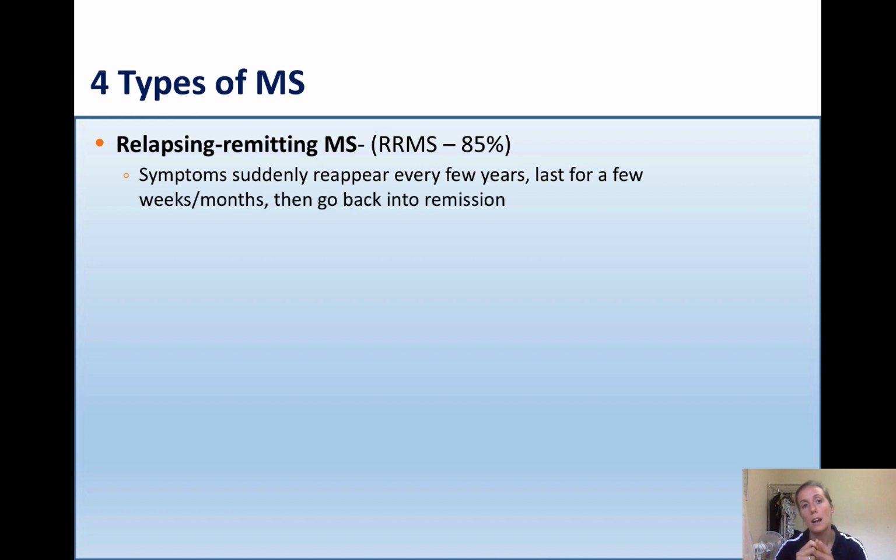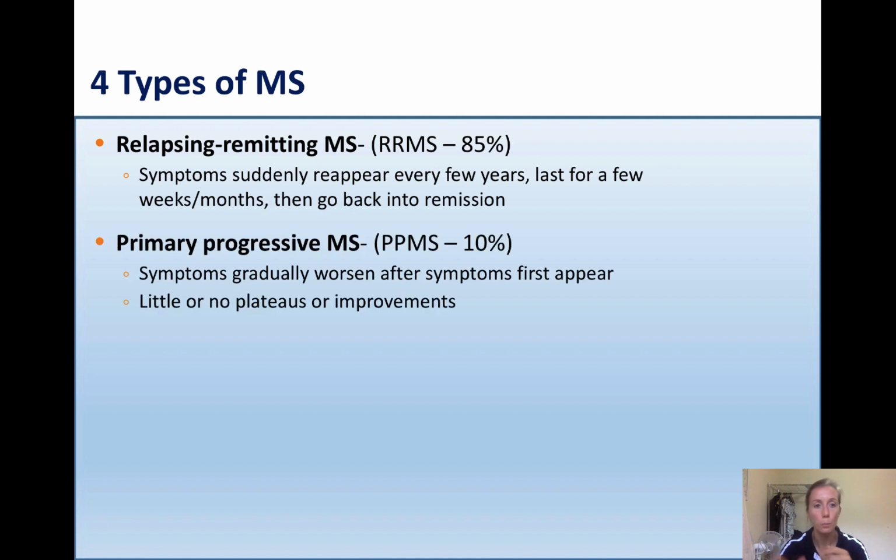So there's 4 types of MS that we're going to talk through. Now the first one, the main one, is what we call relapsing remitting MS. This covers 85% of total cases, so it's the most common type of MS that you're going to come across. And what's happening is, the clue is in the name. Symptoms suddenly reappear every few weeks. They can last for a few weeks, months, and then we go back into remission. So it's got this constant relapsing remitting kind of pattern.